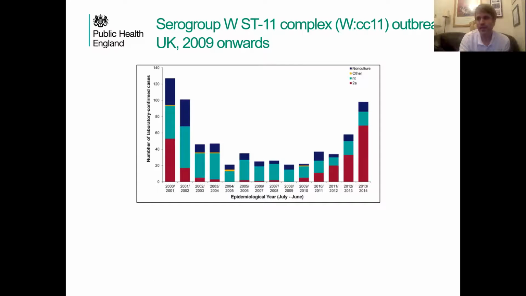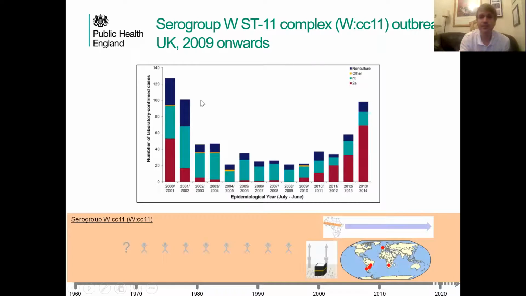And alarm bells began ringing immediately, because we were part of this large global outbreak of W CC11 back in the early 2000s that was associated with pilgrims returning from the Hajj. And it was associated with higher death rates and morbidity, so a particularly nasty strain.